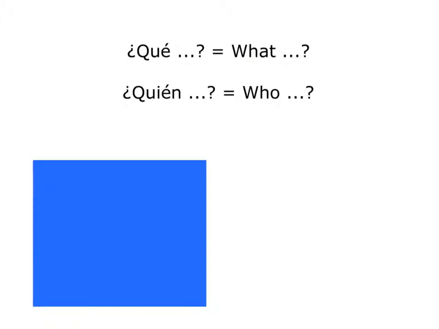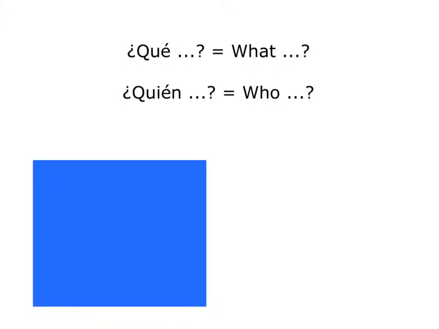The words what and who in English have equivalents in Spanish. Qué is equivalent to what, and quién is equivalent to who. You'll see that qué and quién, because they're question words, have an accent mark. Please remember to write that. Also, you'll see at the beginning of the question, there's an upside down question mark to alert the reader to the fact that, hey, this is going to be a question, and you put one at the end, just like we do in English.